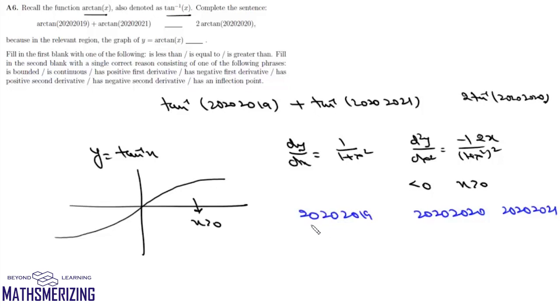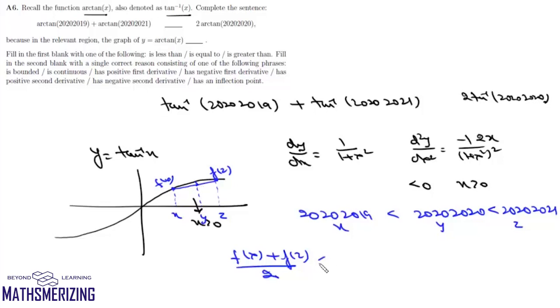Now in this question we are given three numbers 20202019, which is less than 20202020, and it is less than 20202021. Now we consider these three numbers, say x, y and z. Suppose this is x, this is y and this is z. Now we'll take the midpoint of f(x) and f(z). We can write it as (f(x) plus f(z)) by 2, and this point will lie on this line, and this line will lie below this graph. So this value will be less than the value of this function at y, which is f(y).